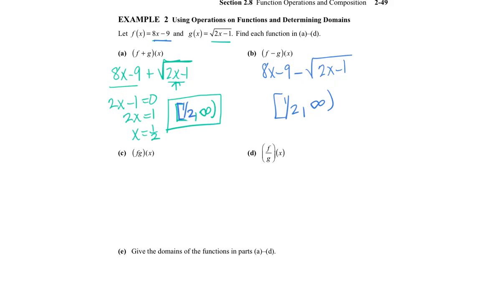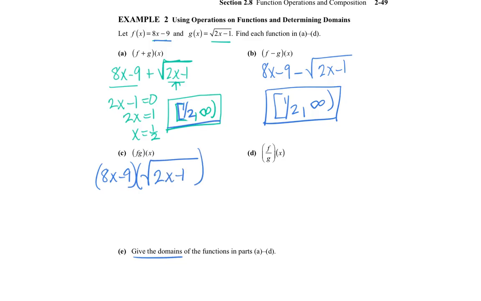Now when you multiply them, so let's see here. I'm doing part E with this as we're doing the domains. So you'll see that the domains are the same. When you multiply them, you have 8x minus 9 times the square root of 2x minus 1. Again, the square root can't be anything negative, so the domain is 1/2 to infinity.